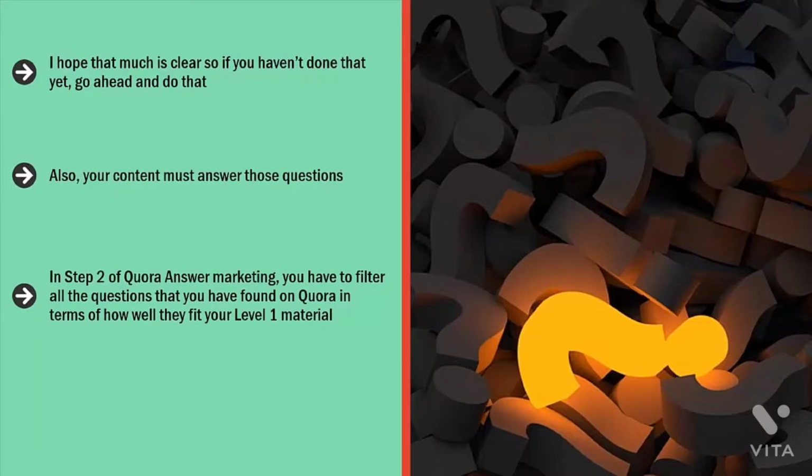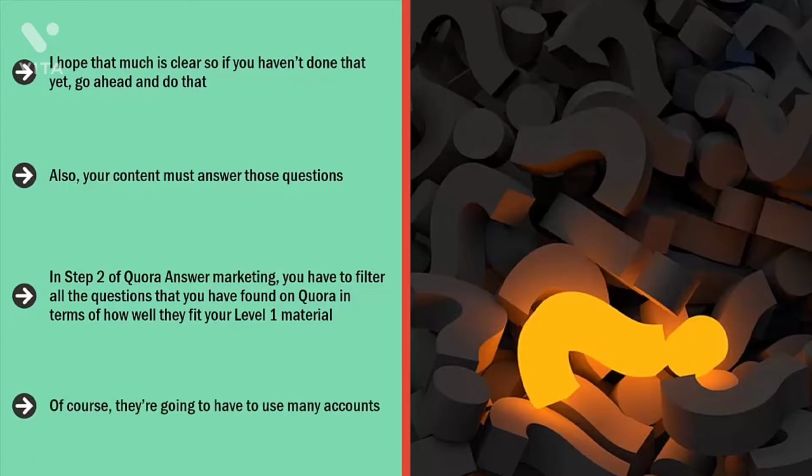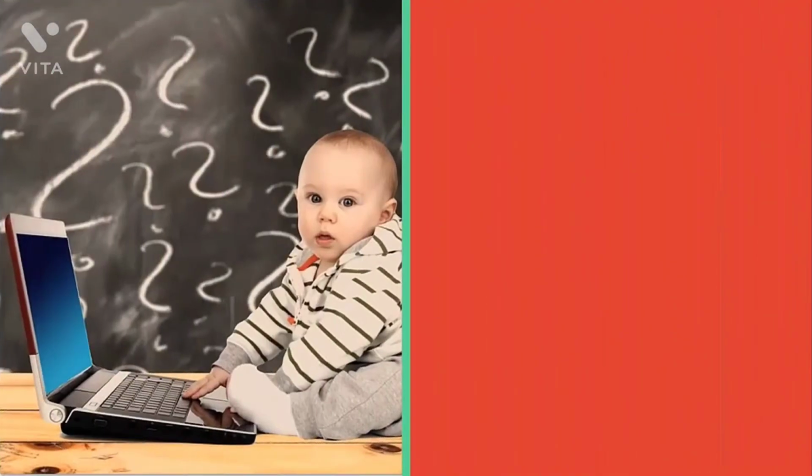In step 2 of Quora Answer Marketing, you have to filter all the questions that you have found on Quora in terms of how well they fit your level 1 material. If there are not enough questions that directly fit, you might want to hire a virtual assistant to create questions for you. Of course, they're going to have to use many accounts. They need to switch among different accounts to make it look legit. Regardless, you need to populate Quora with questions that are directly related to your niche and which are directly answered by your layer 1 or layer 2 materials.